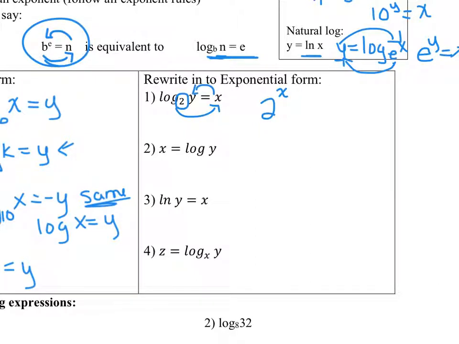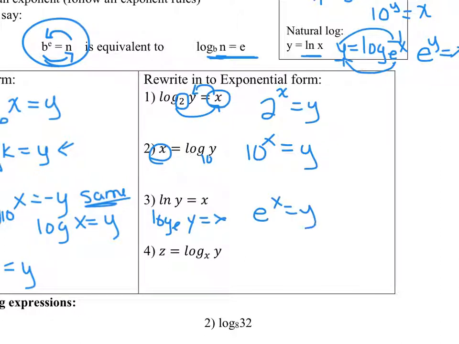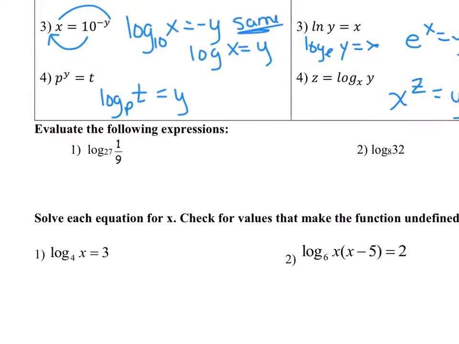equals y. So remember this one, the one that's by itself, the one the log is equal to, that's always your exponent. Remember that this is your base, 10 is your base here. Log is equal to the exponent. Then remember this is log base e. So it's e to the x equals y. And then it just should be x to the z equals y. All right, so you have to be able to go back and forth with relative ease.